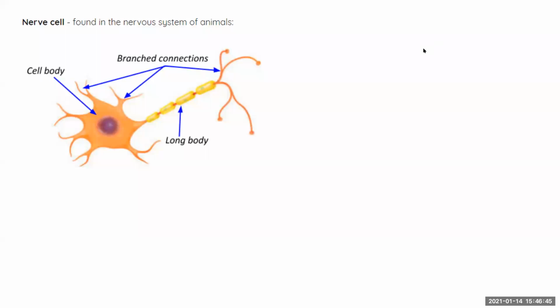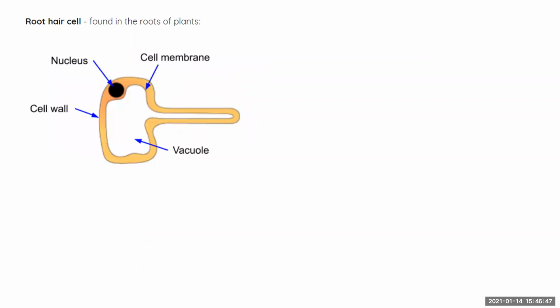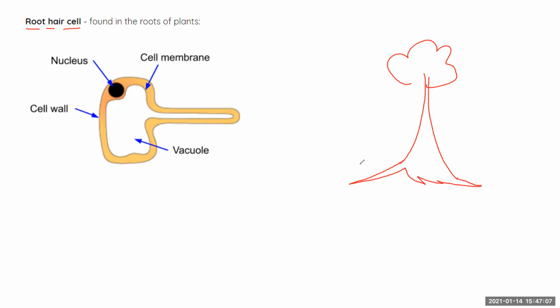Now, plant cells also have specialized cells. A plant has root hair cells. Remember, root hair cells are not found in your hair. Root hair cells are found in the roots of plants. The roots of plants are not green. Therefore, obviously, the root hair cells have no chloroplast.